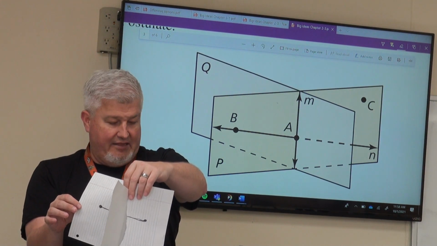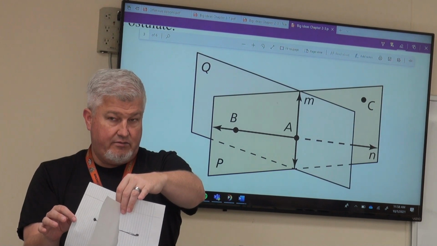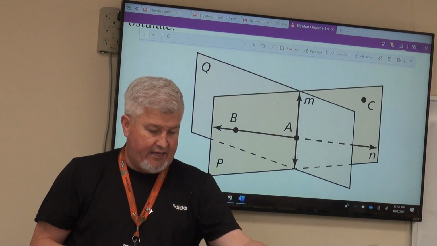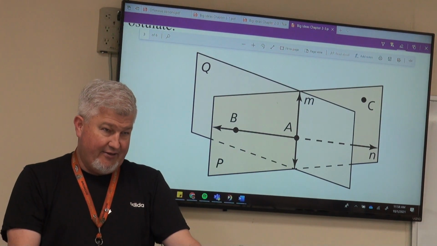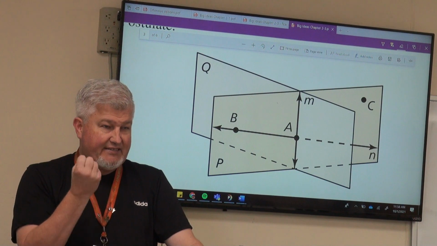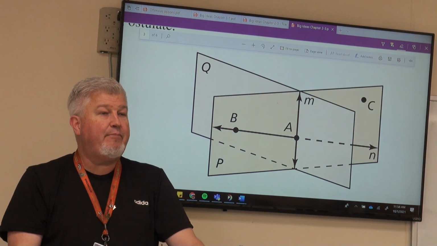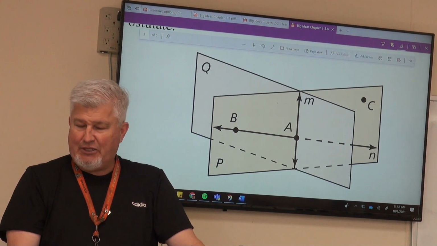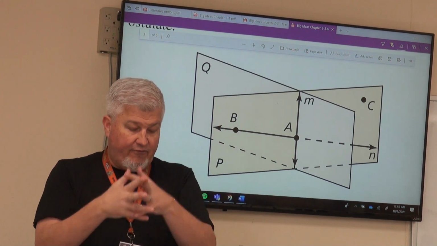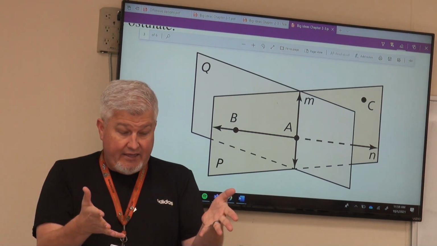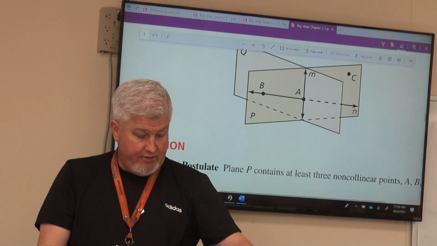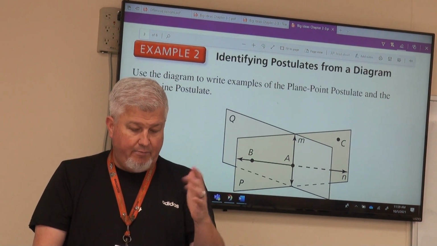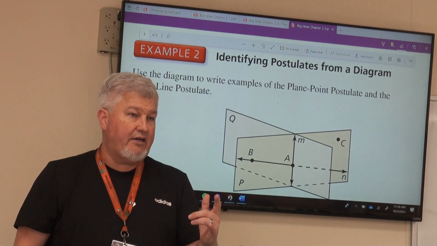All right. Okay, this is what that looks like. 2 planes that intersect, and clearly they've shaded them differently so you can help visualize that. The darker plane, what is the name of the darker plane, Sophia? Give me the most basic, simple answer. P. Plane P is correct. And the lighter plane is named what, Latasha? Q. Very good. Plane P and plane Q, they've crisscrossed. We have 2 lines and a point drawn on those. It says, use the diagram to write examples of the plane point postulate and the plane line postulate.